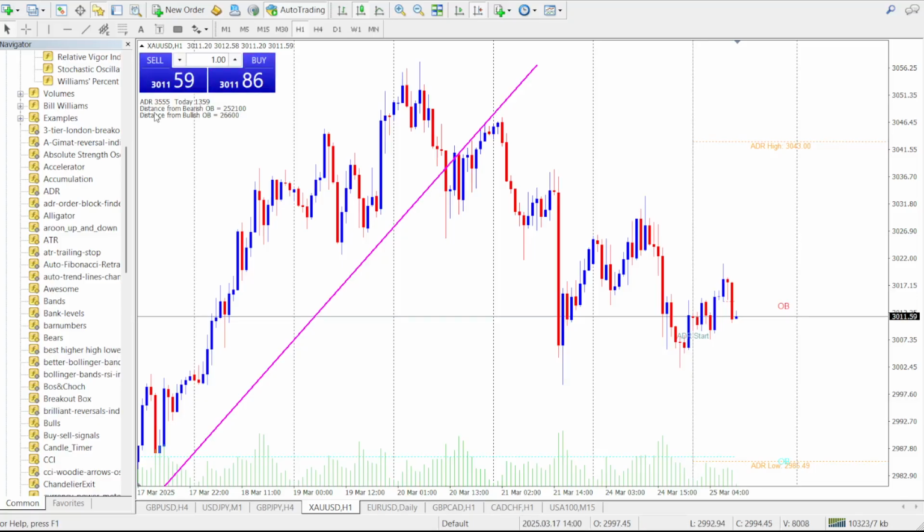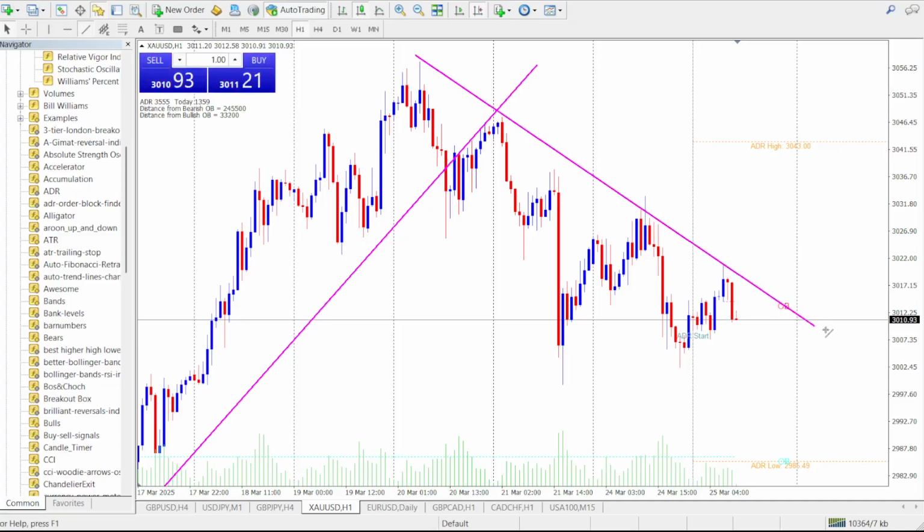You can see the information that is displayed on the top left corner. It shows ADR, today, and then it shows the distance from the bearish OB and the distance from the bullish OB.